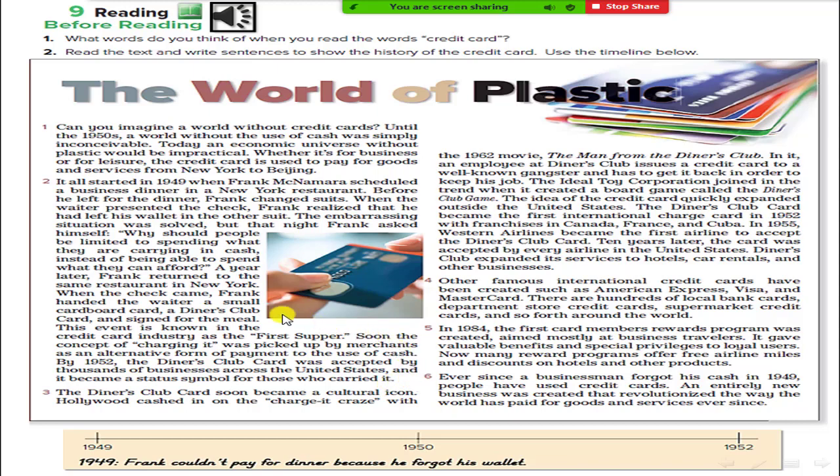That's enough. So this paragraph told us about the story of this card. Okay, the beginning of it. How did the idea come to the inventor? Okay, next paragraph. The Diners Club card soon became a cultural icon.